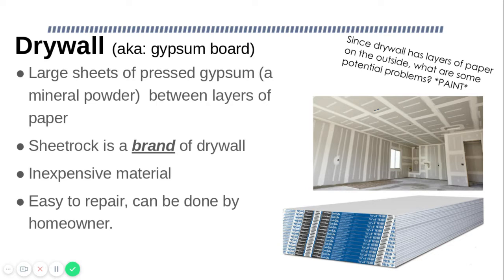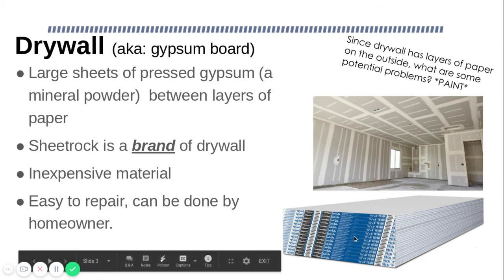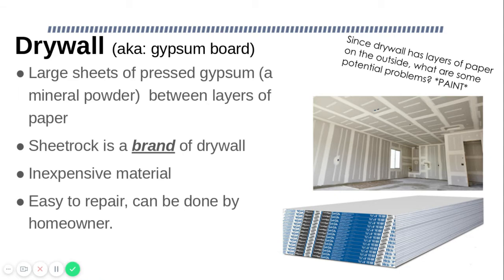So basically, it's just a big old sheet of pressed gypsum, which is a mineral powder, that is covered in 2 layers of really, really thin paper, kind of like cardboardish paper. So it comes in these big sheets like this, if you've ever noticed them at like Lowe's or Home Depot or Builder's First Source. And they're not very expensive. It's really easy to repair. Like you don't have to hire somebody to help you repair it.